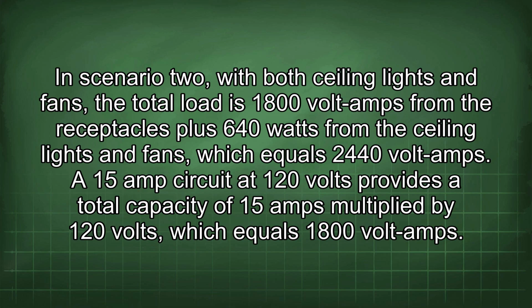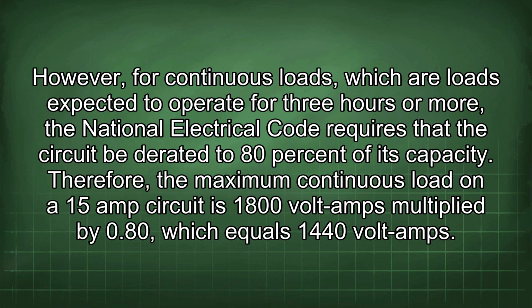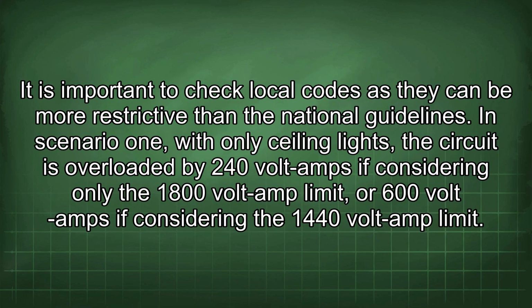A 15-amp circuit at 120 volts provides a total capacity of 15 amps multiplied by 120 volts, which equals 1800 volt amps. However, for continuous loads, which are loads expected to operate for 3 hours or more, the National Electrical Code requires that the circuit be derated to 80% of its capacity. Therefore, the maximum continuous load on a 15-amp circuit is 1800 volt amps multiplied by 0.80, which equals 1440 volt amps. It is important to check local codes as they can be more restrictive than the national guidelines.